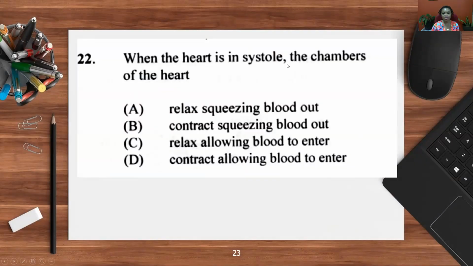When the heart is in systole, the chambers of the heart relax, nope. So the answer is contract. So diastole, relax, systole, contract.